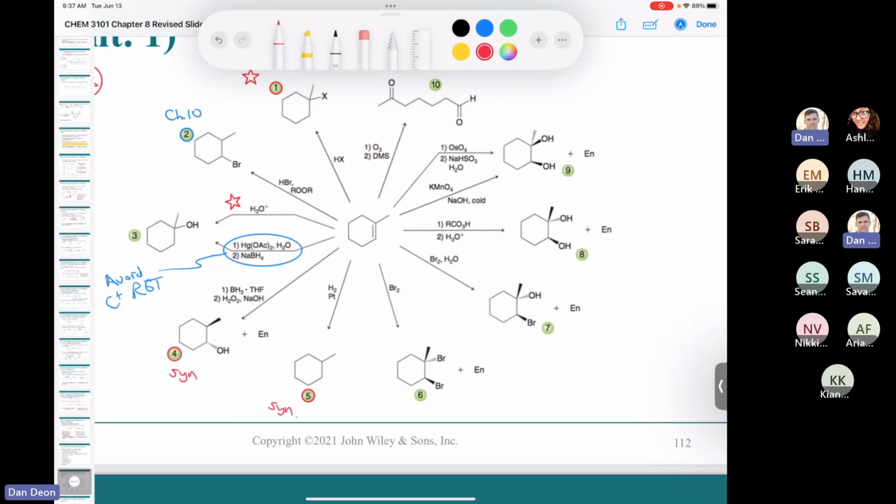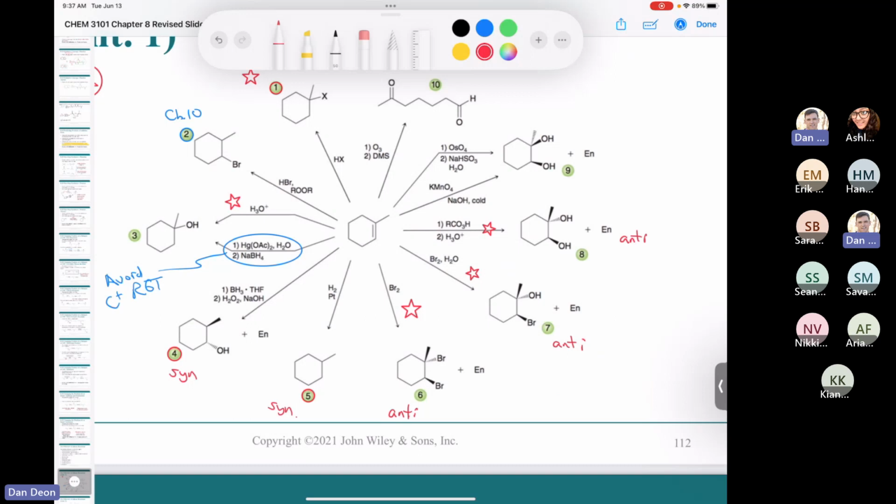The next one is bromination. You should know the mechanism of bromination and know that it is anti-addition. The next one is halohydrin formation. You should know the mechanism of halohydrin formation, and you should know that it is anti-addition. The next one is dihydroxylation with a peroxy acid and aqueous acid. You should know the mechanism of that reaction, and you should know that it is anti-addition.